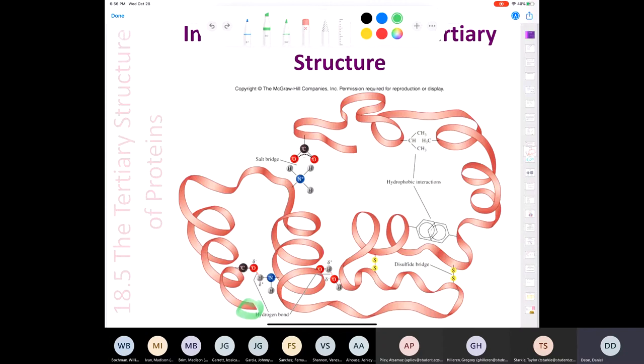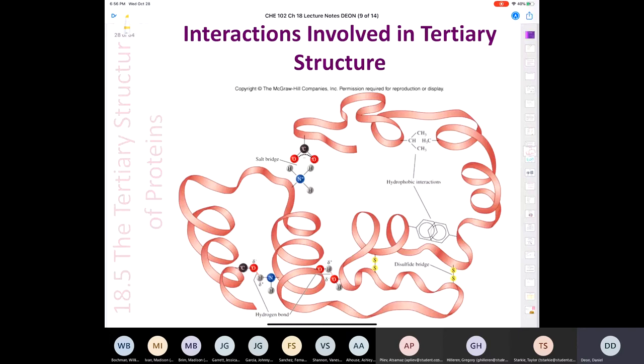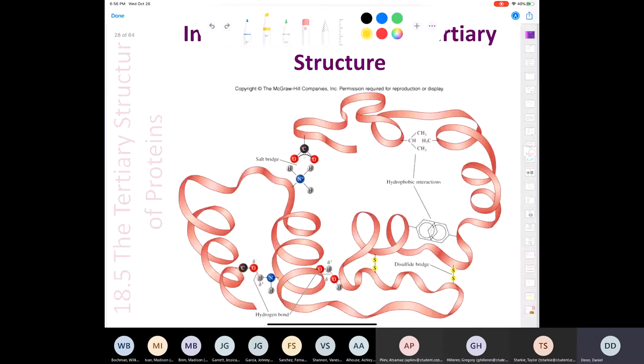But what else she's done in this structure is she's highlighted these different types of interactions involved in tertiary structure. Look, she's got an amino portion from an R group and a carbonyl over here. And what's she showing? She's showing a hydrogen bond between those two residues. Here we have two hydroxyls. Maybe it's from two tyrosines, maybe two serines, maybe two threonines, maybe a serine and a tyrosine. I don't know. It doesn't matter. What's important is that those R groups are both capable of hydrogen bonding. And so we have a hydrogen bond, and that's why these two portions of the protein are close together.